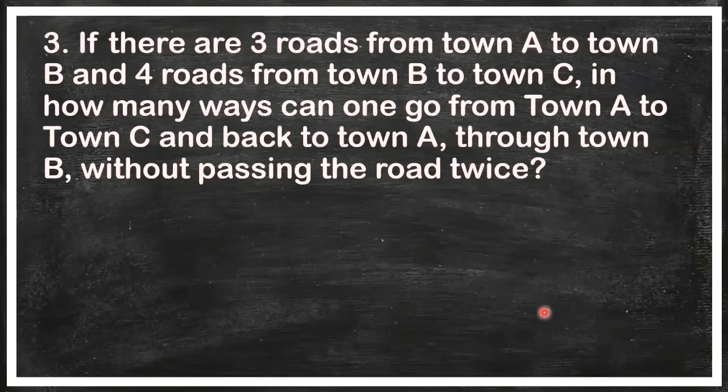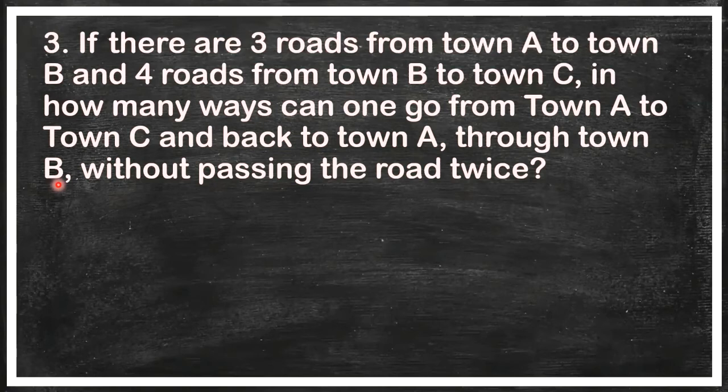Now we have this last example. Okay? So in this problem, we have 3 towns. Town A, Town B, Town C. Tapos, there are 3 roads from Town A to Town B. And then 4 roads connecting Town B to Town C. The question is, how many ways can a person go from Town A to Town C, passing through Town B? Okay, walang shortcut.